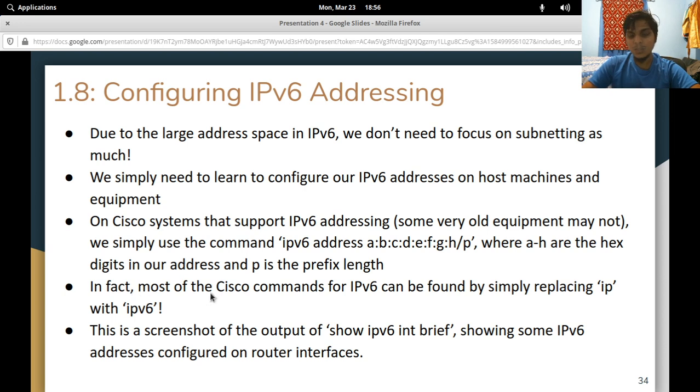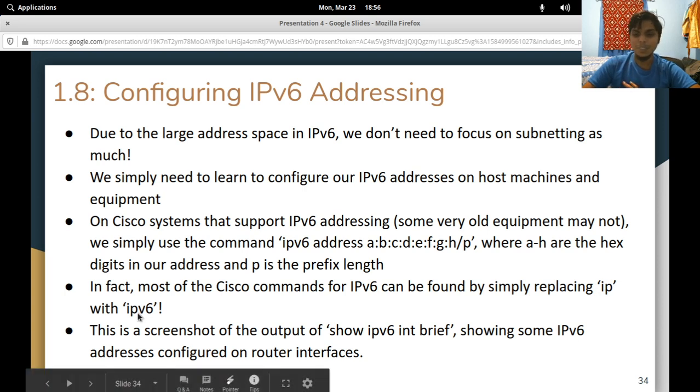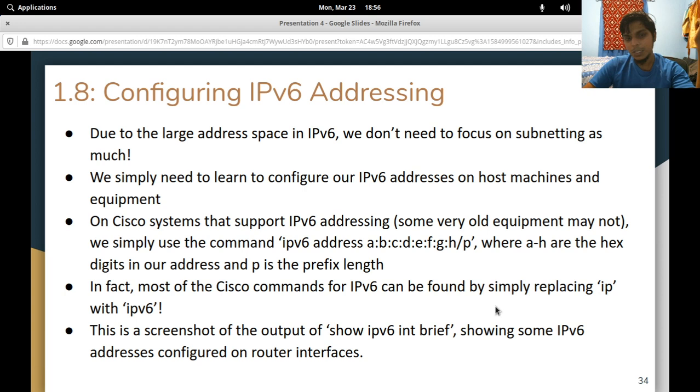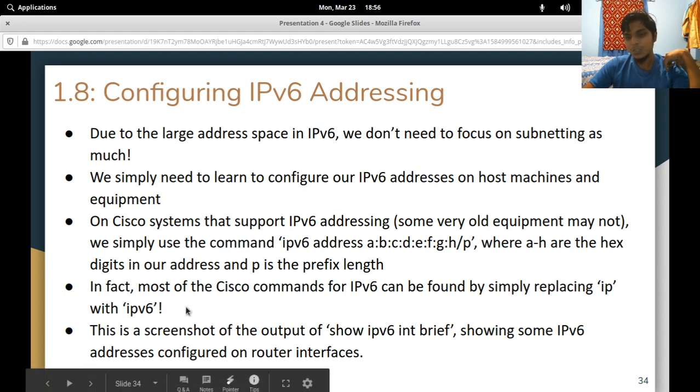In fact, most of the Cisco commands for IPv6 can be found by simply replacing the word IP with the word IPv6. So I hope by this time you should have started some basic IP configurations. I believe in the last lab you had that. So in the same way you'd have done IP address something or show IP int brief, you just replace IP with IPv6.